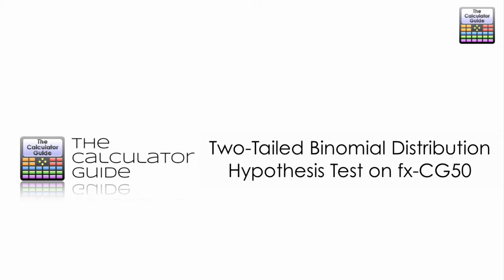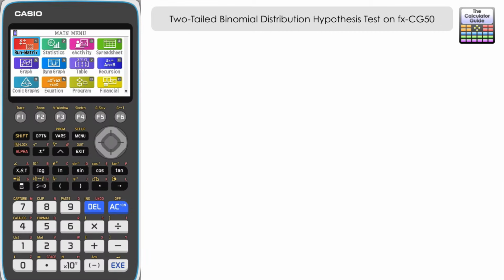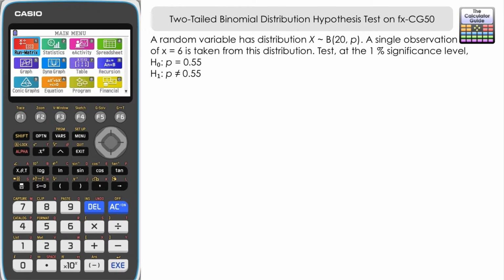Hello and welcome to the calculator guide video on the two-tailed binomial distribution hypothesis test on the fx-CG50. Following on from our previous one-tailed test, we now have a two-tailed test for the binomial distribution. Let's take a look at the question.